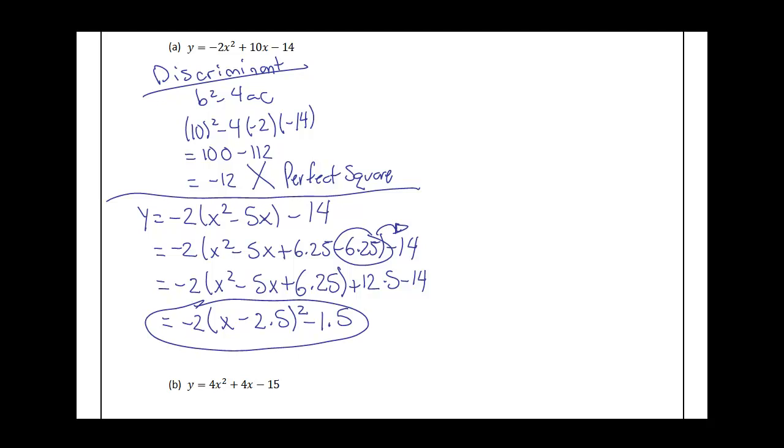So what are some of the properties that we know from there? We know that the vertex is now going to be at 2.5, negative 1.5, and we know that it is also going to be flipped because it's got a negative leading coefficient, and it's being stretched by a factor of 2 in this case. So let's draw our function.